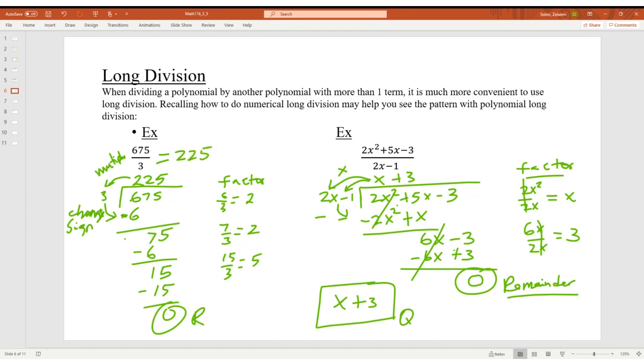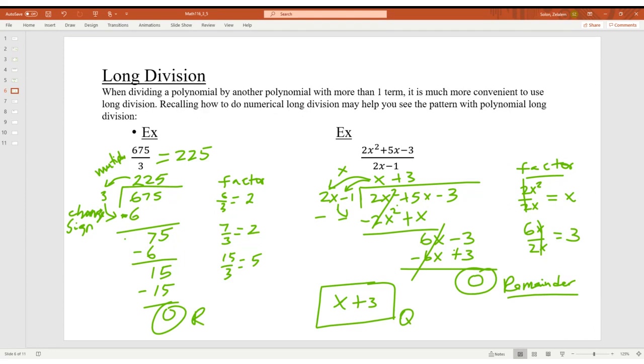So these are the steps. Find a factor which multiplies to give you the leading term. In this case, you have 2x squared divided by the leading term 2x. That goes up in the division, and we multiply the divisor, x minus 1, by that x, we switch the sign, then add each column. And we keep doing this until we get a degree less than x, in this case, until you get a number.